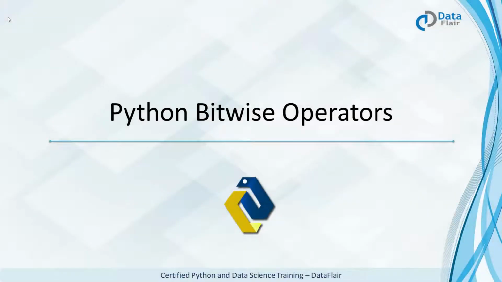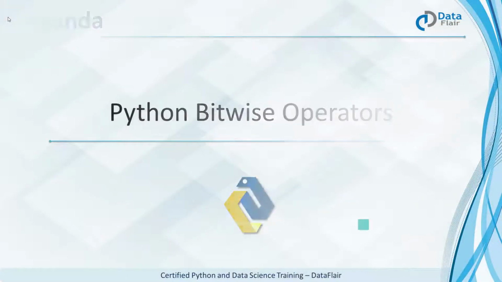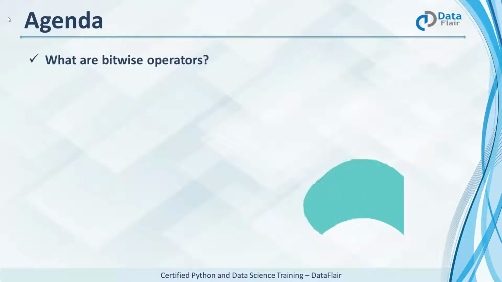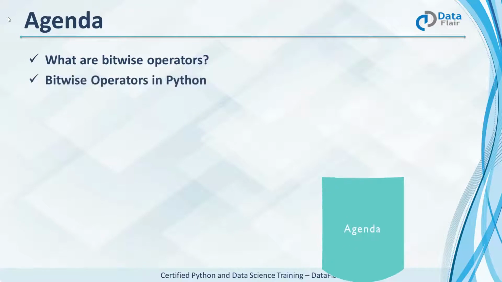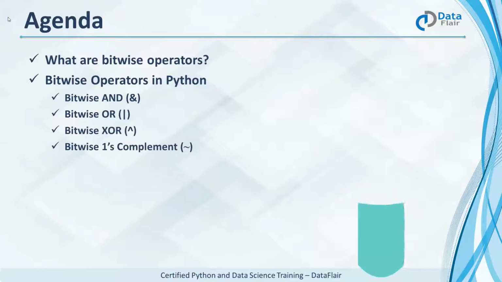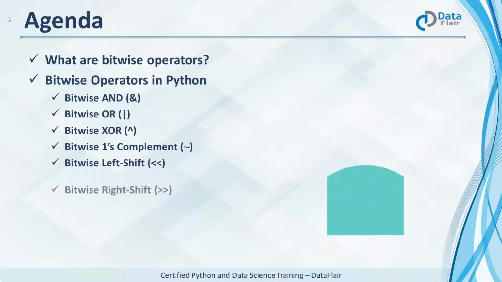Bitwise operators in Python. Today we'll talk about bitwise operators. We'll discuss the various bitwise operators of Python. These are bitwise AND, bitwise OR, bitwise XOR, bitwise ones complement, bitwise left shift, and bitwise right shift.